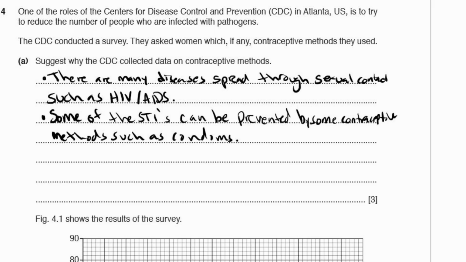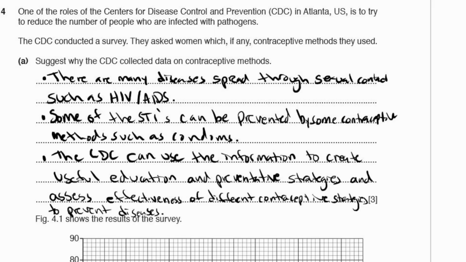So the CDC can use the information that they get from these studies for a few different things, such as creating useful education and preventative strategies, and they can also use it to assess the effectiveness of different contraceptive strategies that are already being used to prevent diseases. Okay, that's a long sentence. You could probably divide that into 2 easily. So that is probably 4 marks for 3, and that's okay.